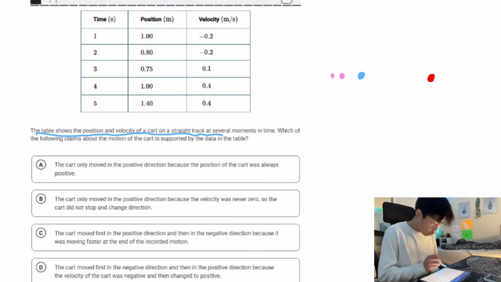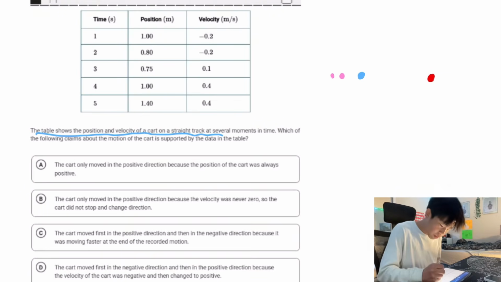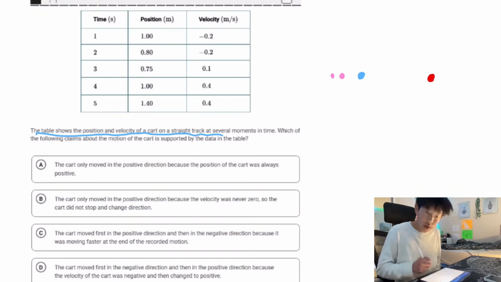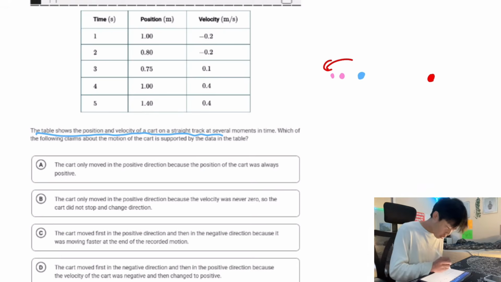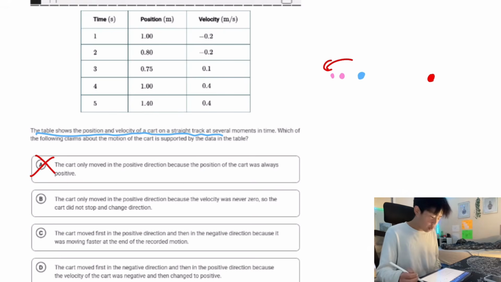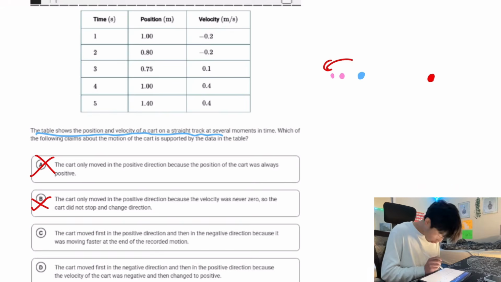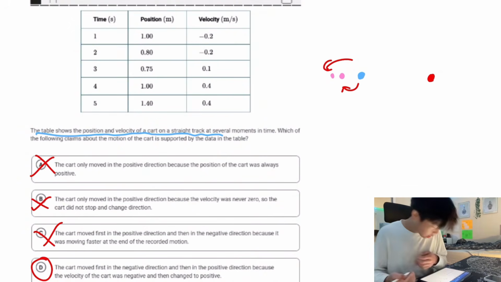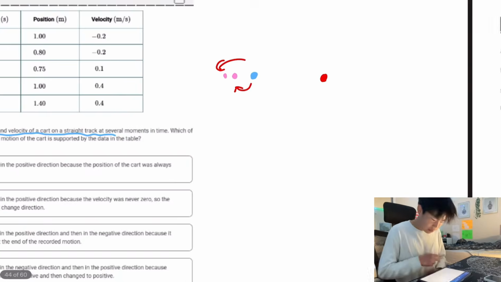So, the car only moved in the positive direction. Well, we just saw that it did not move in the positive direction because it literally went backwards. So it can't be this one. Car only moved in the positive? Well, we just said it doesn't. The car moved first in the positive direction, and then in the negative direction. Did it? Because I swear this is negative. So it has to be D. I'm not even going to read it.